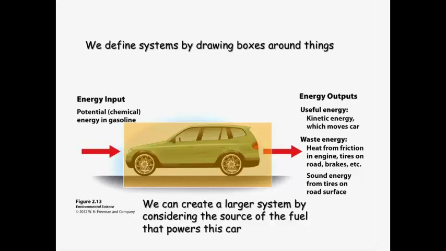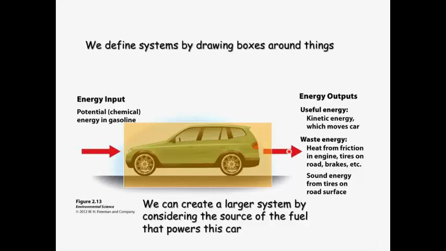Oftentimes in environmental science, we define systems by drawing boxes around them and putting arrows. And so again, it's the user who defines this. One possibility is to define a system as your vehicle. If you own a particular car, you're looking at the energy inputs, such as the chemical energy in gasoline coming in, and you might look at the useful work that the car does and waste energy in terms of heat from friction in the engine, on the tires, on the brakes, and maybe some sound energy. And so this is a simple box model that shows some inputs and some outputs.